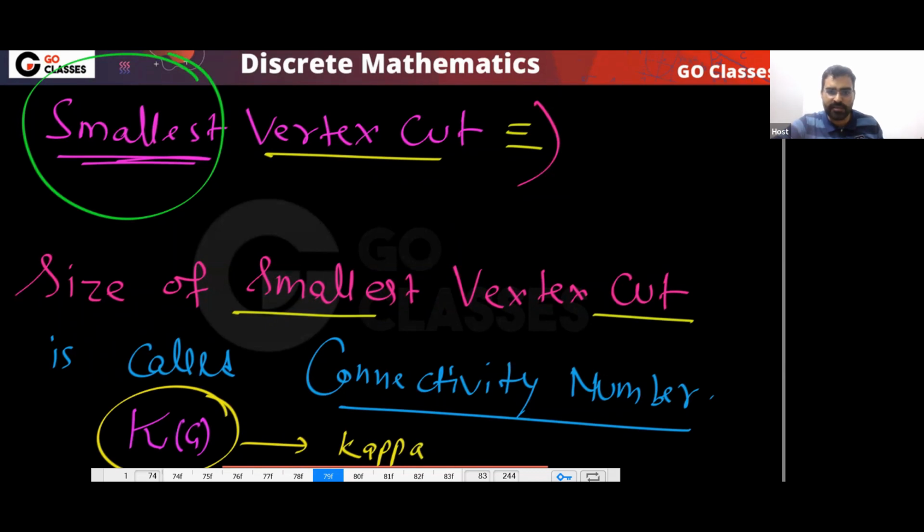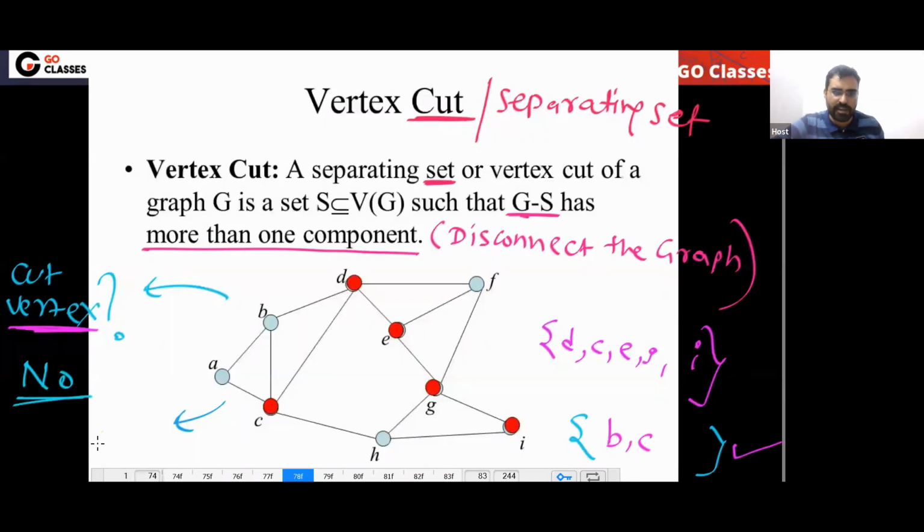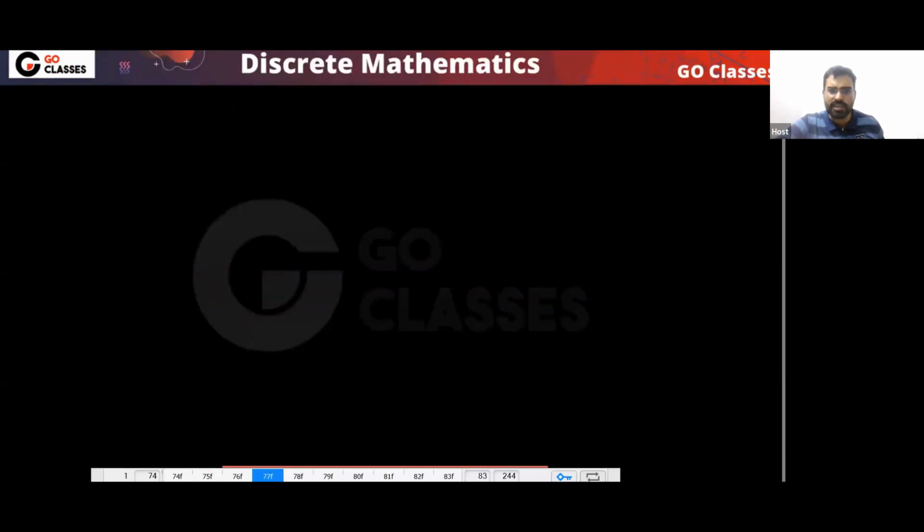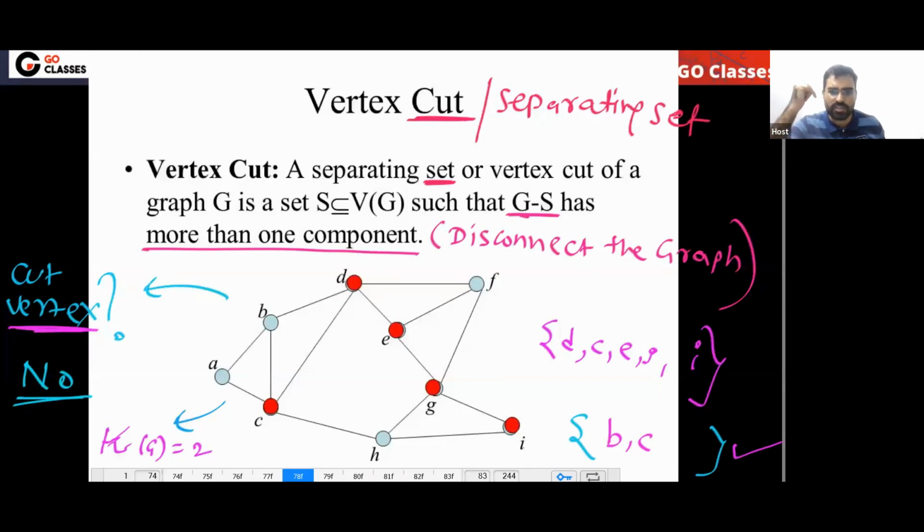So this is the symbol for the connectivity number. For this graph, what is the kappa number? The kappa number is basically 2. The connectivity number is 2. Okay. So can you notice one thing? Please notice one thing.